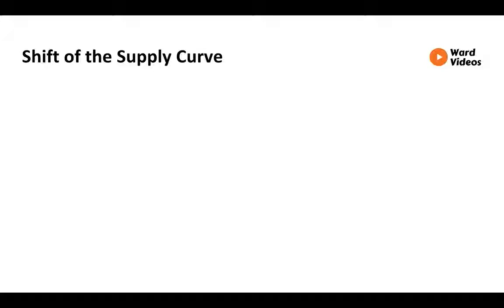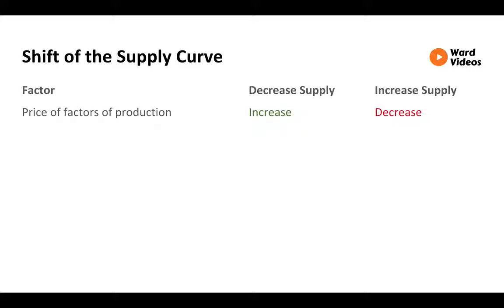Factors causing a shift of supply curve. Continuing on with our example, the factors which will physically shift our supply curve are prices of factors of production, e.g. labour, rent and capital. If the prices of these increase, e.g. wages for employees go up, then supply will decrease. Though, if you can get cheaper labour from overseas, then supply will increase.